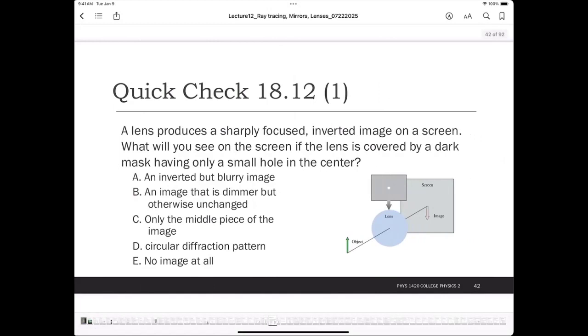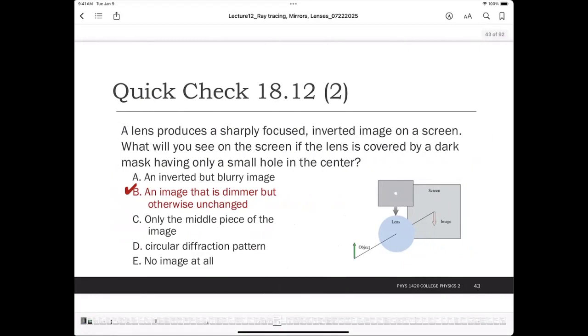A lens produces a sharply focused inverted image on a screen like this. What will you see on the screen if the lens is covered by a dark mask having only a small hole in the center? Which means the lens will be covered, and there is only one hole here. So what's the answer for this one?